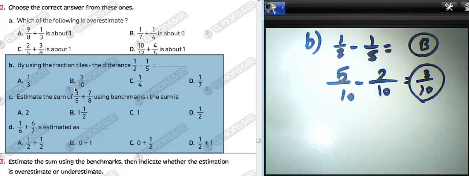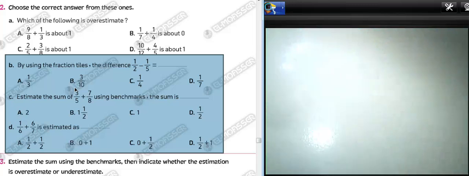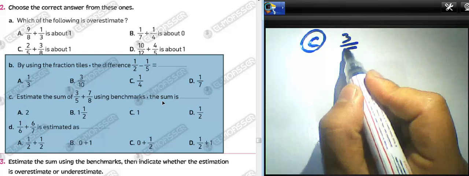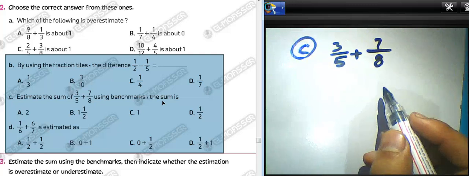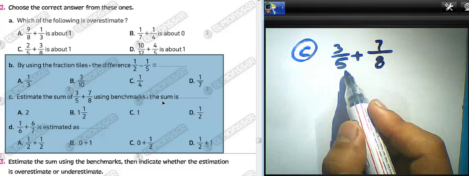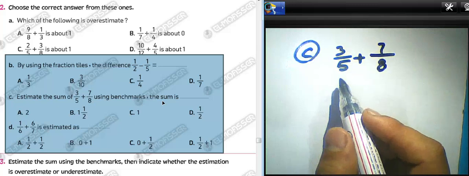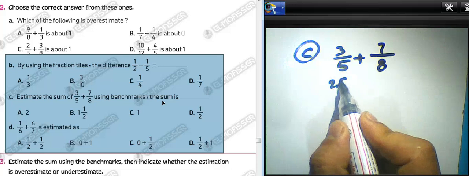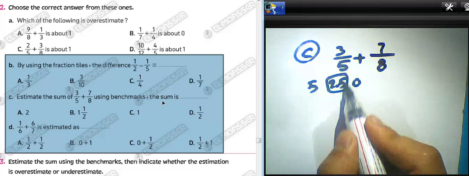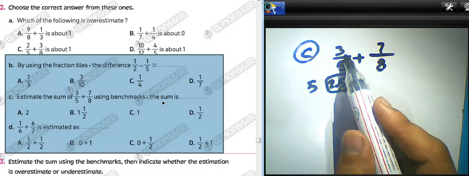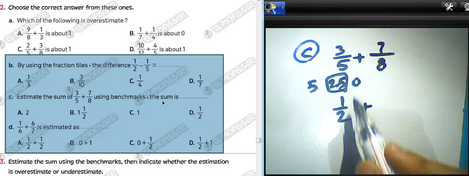Okay, letter C here, estimate the sum of 3 over 5 plus 7 over 8 by using benchmarks. We can write the result by benchmark. We know 3 is nearest to half of 5. You must ask yourself, what is half of 5? Half of 5 is 2.5, and we must write 0 here and 5. 3 is nearest to half of 5, so the estimation here will be 1 over 2.